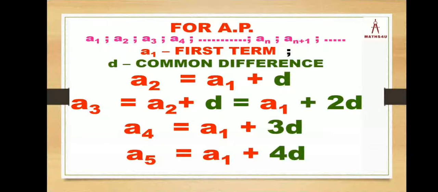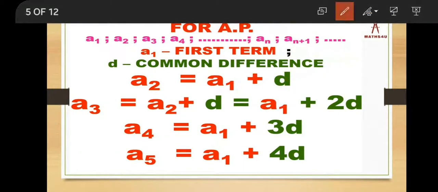Okay, so for an AP, how can you find the formula? A1, A2, A3, A4 are given in arithmetic progression. A1 is the first term and D is the common difference. How can you find the second term? If the first term is A1, we add the common difference D to the previous term, and then we get the second term. So A2 equals the first term plus the common difference.